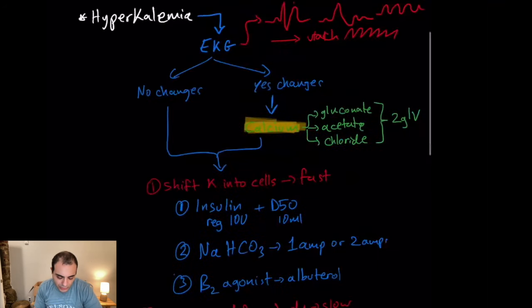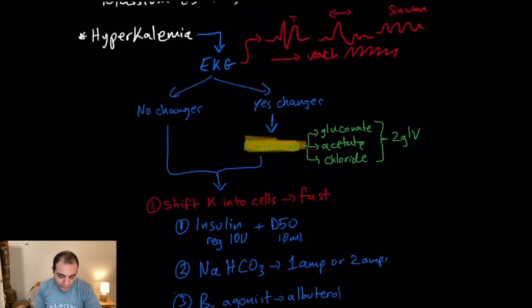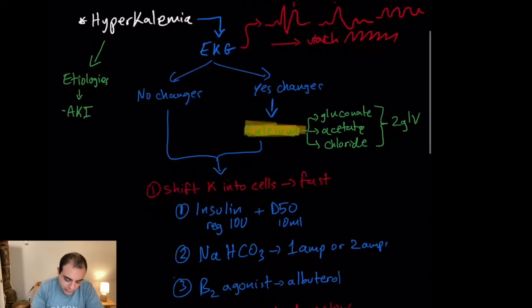Okay? Now, before we forget, let's just mention some of the etiologies of hyperkalemia, because these are the things that you need to know. Okay? So, etiologies of hyperkalemia, there is a whole bunch. There's a lot of things. But what you need to know, or what quickly comes to your mind, is first AKI. If somebody has AKI, they're at risk of hyperkalemia because their kidneys aren't working well.